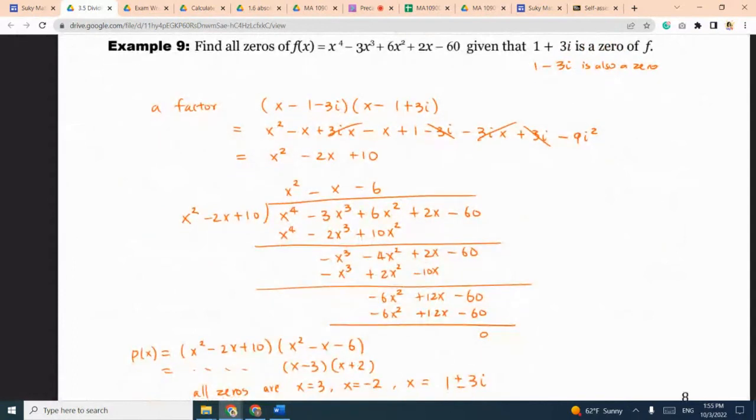And this one. Given 1 plus 3i is a zero, the other zero is 1 minus 3i. Therefore, a factor must be this guy times this guy. You get this factor. Then you can use long division to figure out the remaining quadratic factor. Then you can factor it and find the other zeros. So these are other types of problems.